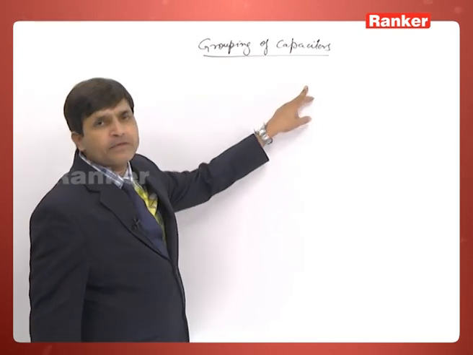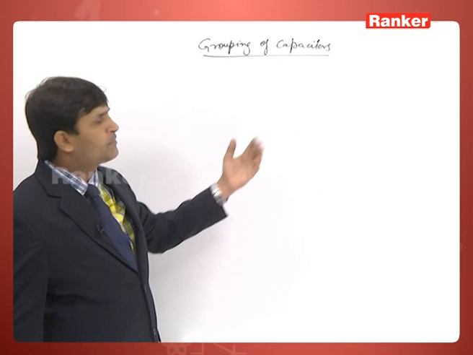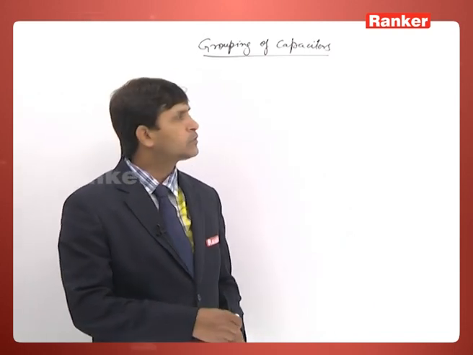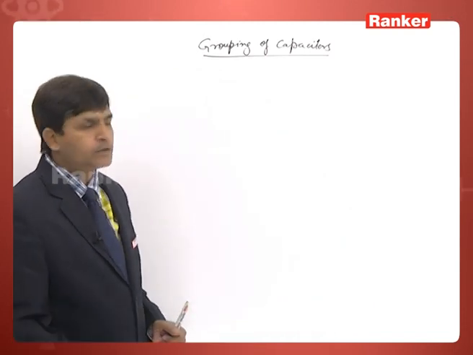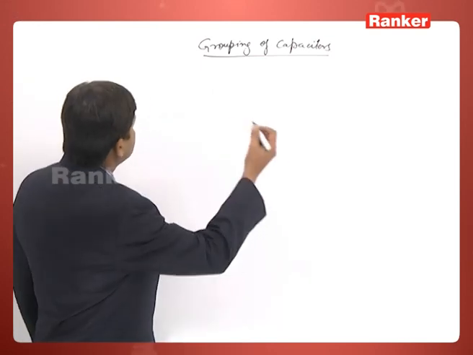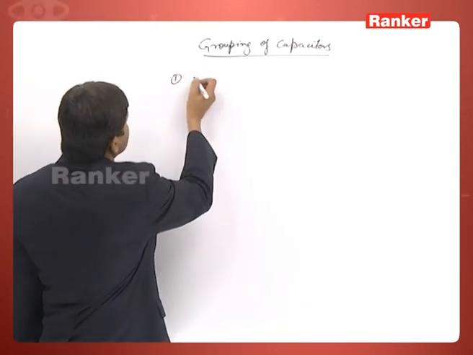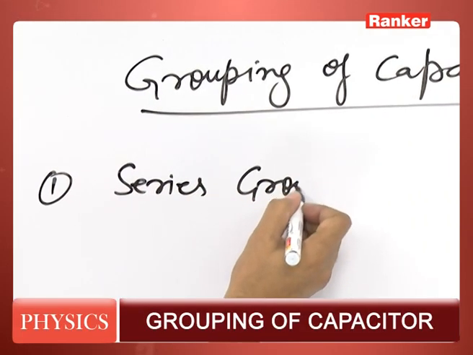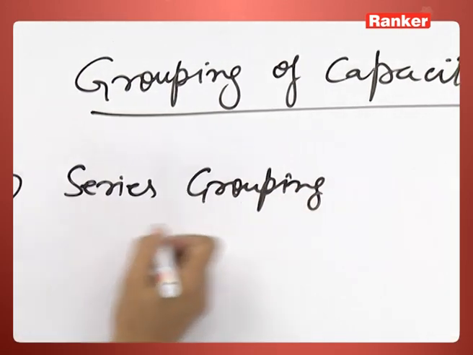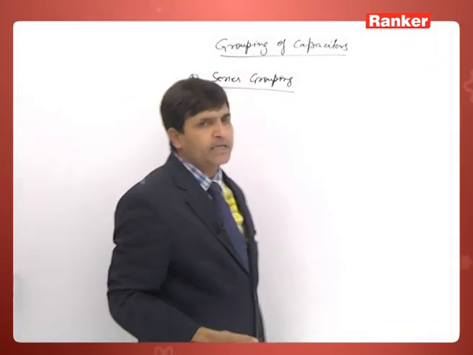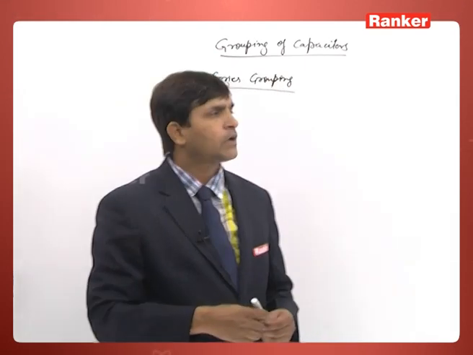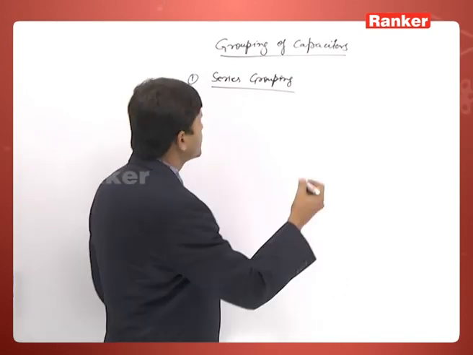If we are having a set of capacitors, suppose 2, 3, 4, 5 capacitors, and we want to replace all of them with a single capacitor, then how do we calculate the effective value so that there is no effect on the whole circuit? The first is the series grouping. Series grouping means all capacitors are connected in such a manner that the charge on each of them is the same, or no branches originate between the two capacitors like this.